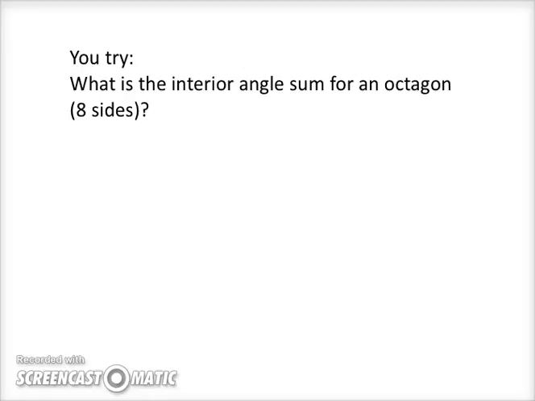Now you try one. What's the interior angle sum for an octagon, a figure with 8 sides?